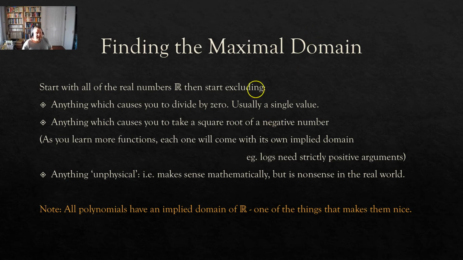One last point at the end there is that all polynomials, unless we're talking about a physical situation, all polynomials have an implied domain of all the real numbers, which is just to say that polynomials are well behaved. You can plug any old number into a polynomial and it'll work. Okay, so every function we've worked with so far this year actually has an implied domain of R. That's going to change over the next couple of weeks.